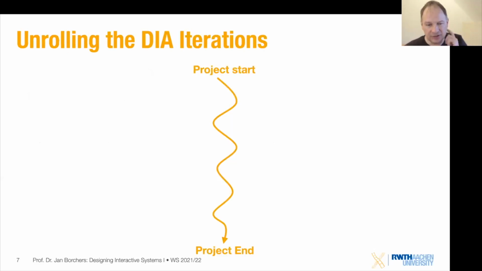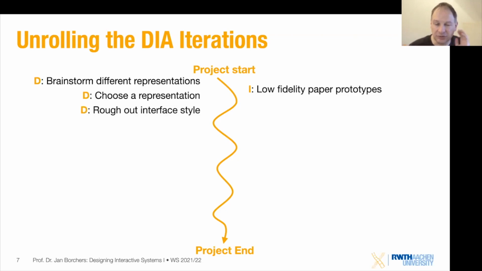Let me take the cycle and unravel it. Like I said, every iteration is a bit like doing a waterfall model iteration. So what that means is that in the beginning, at the project start, your design phase might consist of brainstorming different fundamental representations of the issue that you're working on. And you might choose a certain way to represent it.